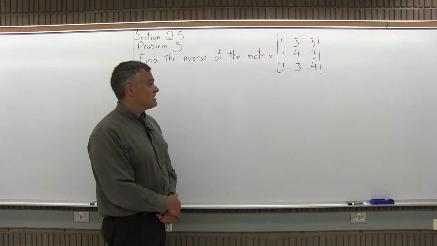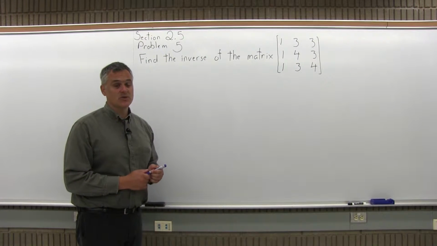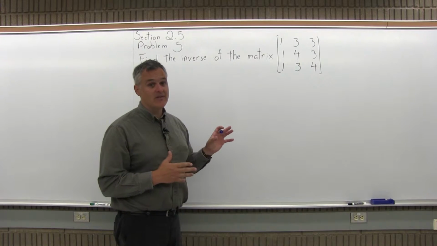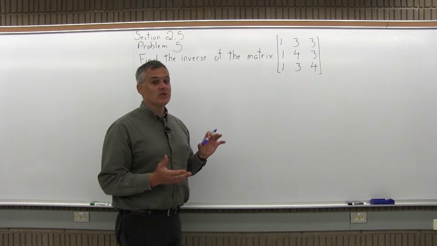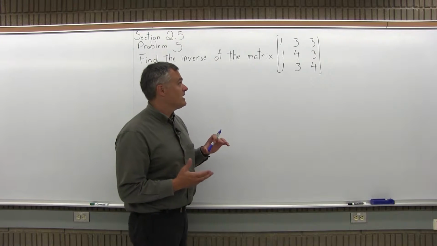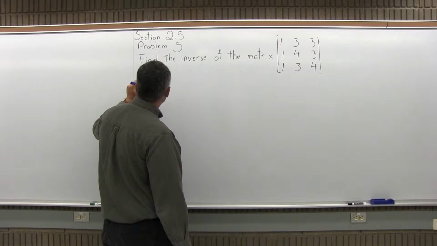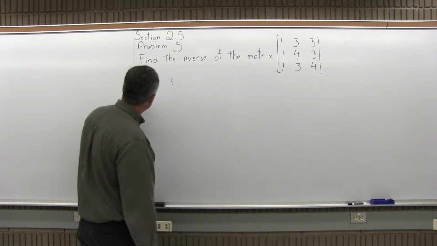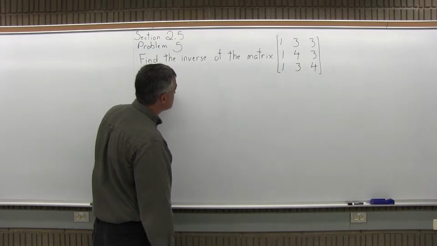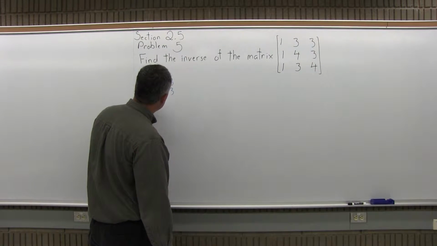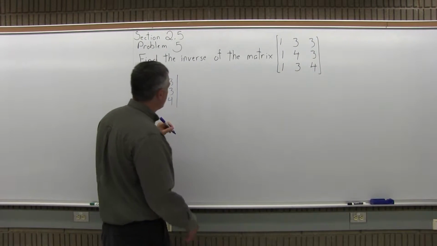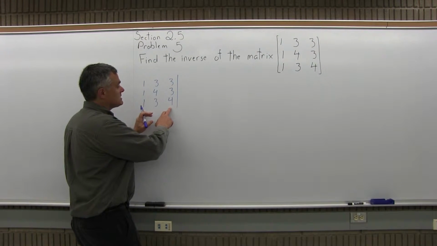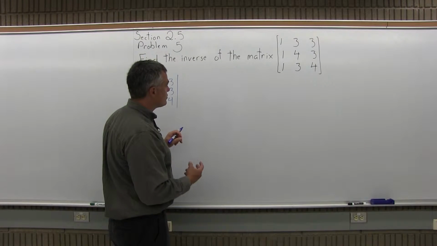So we're going to use the same process as we've used in the other problems in this section. We're going to make a double matrix, essentially, and put the matrix that they give us as the left half of the double matrix and an identity matrix the same size as the right half. So we start with 1, 3, 3 as the top row, 1, 4, 3 as the middle row, and 1, 3, 4 as the bottom row. And right next to that, the right half is an identity matrix the same size, in other words, an identity matrix with 3 rows.